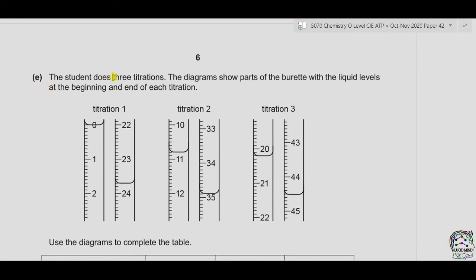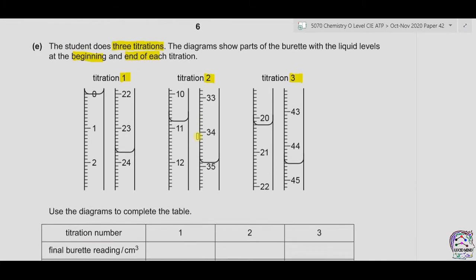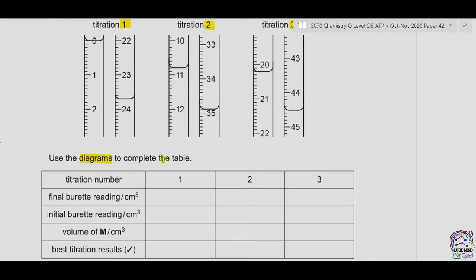Part E, the student does 3 titrations. The diagram shows parts of the burette with the liquid levels at the beginning and at the end of each titration. This is titration 1, 2 and 3. Choose the diagrams to complete the table. Now you should remember 2 things. One is that you should always take the reading from top to bottom for burette. And second is that this is initial and this is final. Similarly, the first one is initial, the second one is final.